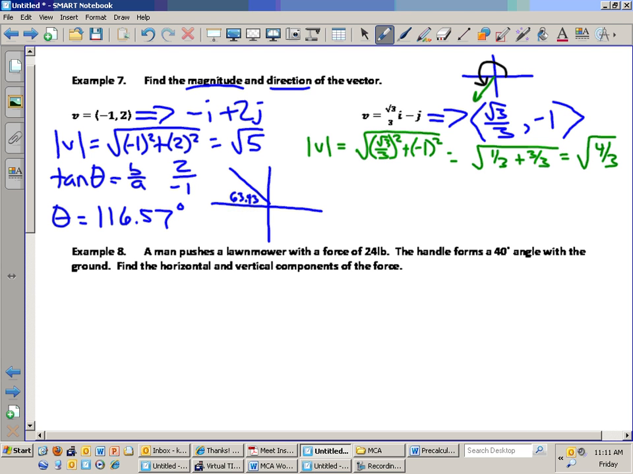So I'll take the square root of the top. The square root of 4 is 2, over the square root of 3. Can you have a square root of 3 in the denominator? No. So multiply top and bottom by the square root of 3 to rationalize the denominator, and you get 2 square roots of 3 over 3. So that is your magnitude.